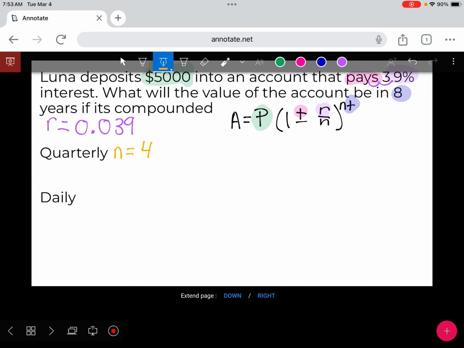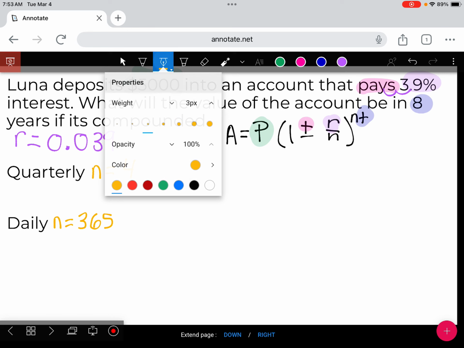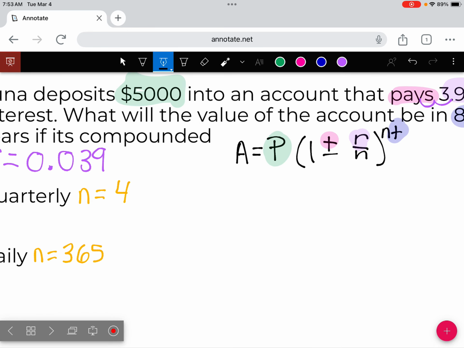And then for daily, we've done this one, but what's our N? 365. We could ask you kind of any unit of time. We could do daily, we could do weekly, we could do monthly, we could do annually, we could do semi-annually, any number of things. So we have lots of choices.